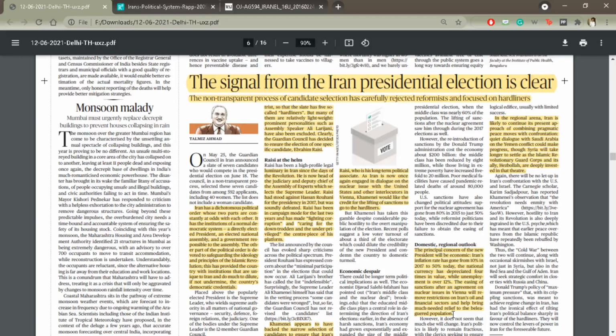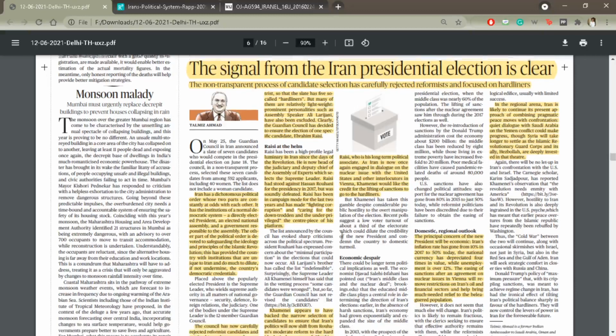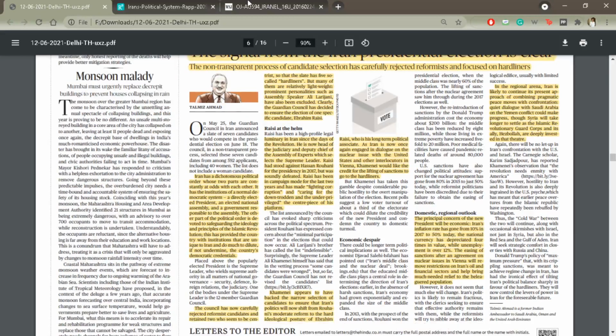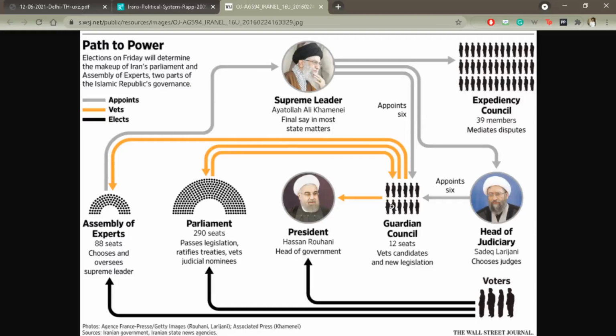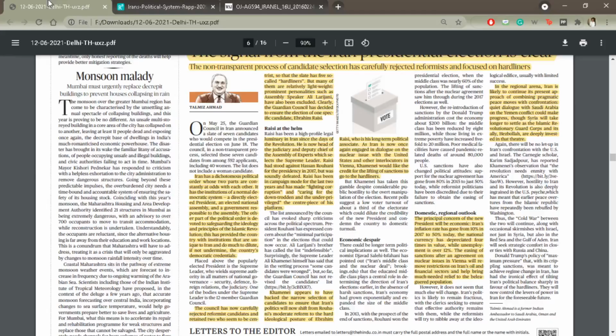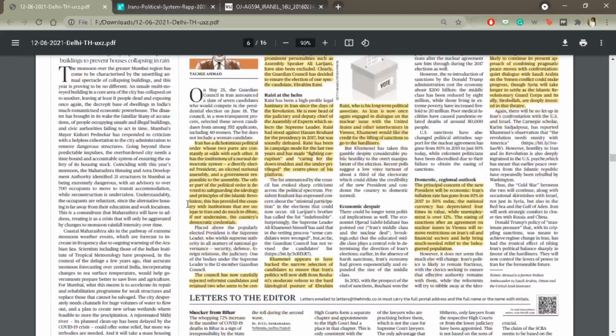Now, conversation to remove sanctions has been ongoing. However, that will now more likely be tilted towards the hardliners. Why? Because the president is selected through a process run by the Guardian Council. This year, they have vetted only those candidates that are hardline or considered hardline Islamists.